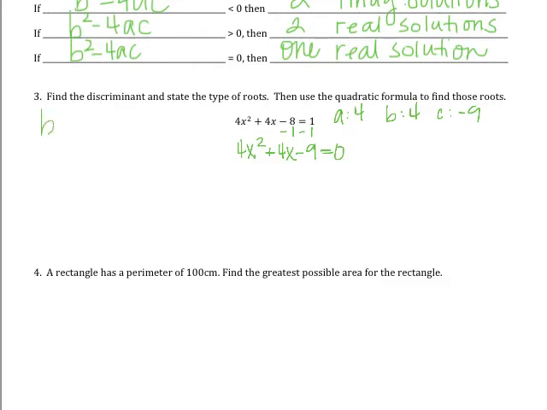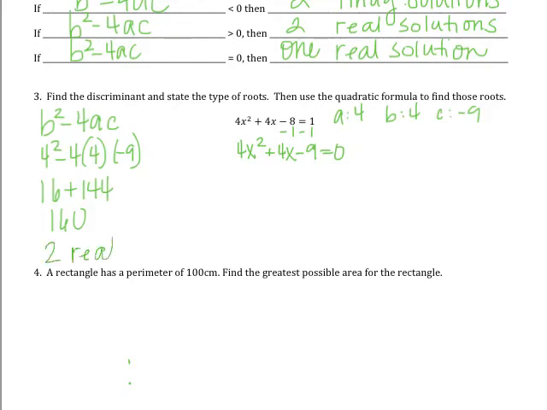So remember, the discriminant is b squared minus 4ac. So that would be 4 squared minus 4 times 4 times negative 9. So that would be 16 plus 144, which would be 160. Since 160 is positive, or greater than 0, that means that we will have 2 real roots.